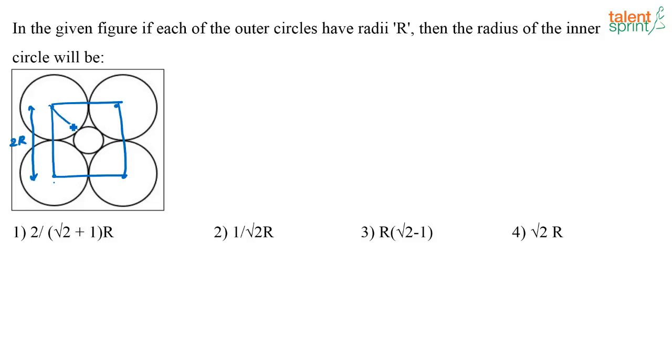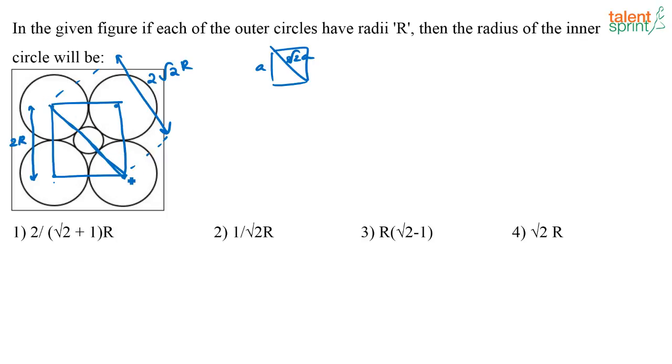And now what is the length of the diagonal? This diagonal of the square is nothing but, what is this length? The length of the diagonal is root 2a, correct? See, if you have a square of side a, what is the diagonal? Root 2a, correct? So here it will be nothing but 2 root 2r. So this is the length of this diagonal.